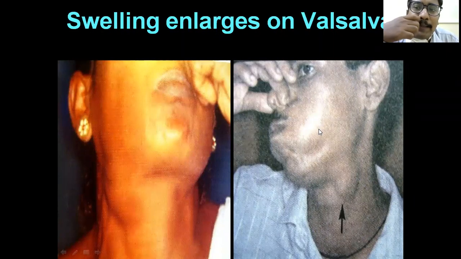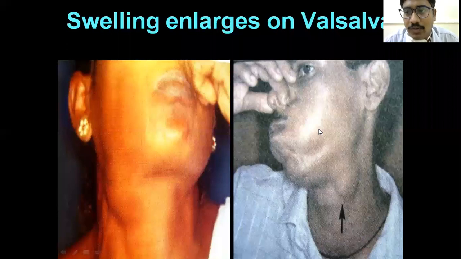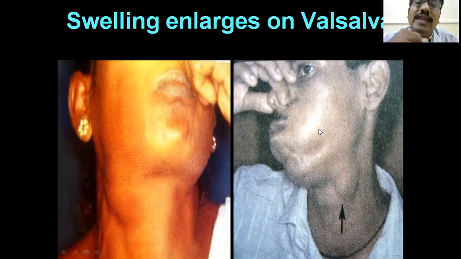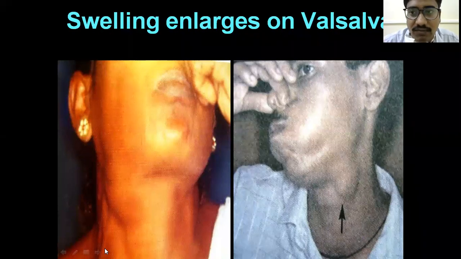One question I'll tell you. All murmurs decrease with the Valsalva maneuver. Only one murmur will increase with the Valsalva maneuver. What is the cardiac disease? In all cardiac valvular lesions, the murmur decreases with the Valsalva maneuver, but only one cardiac disease has a murmur that increases with it. Please answer at the end. Excellent. It is HOCM. The only murmur which increases on Valsalva maneuver is HOCM.